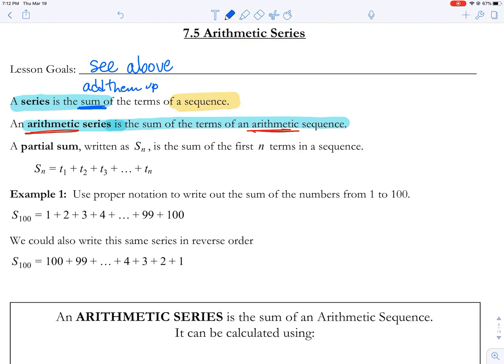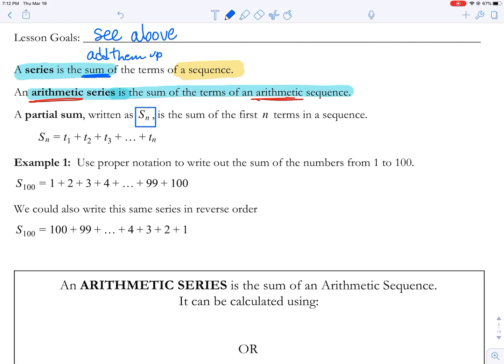What we're going to be spending time this lesson doing is finding a partial sum. So we're going to find the partial sum, which gets written as S subscript n. That's going to be the sum of the first n terms in the sequence. So for example, Sn is equal to T1, the first term, plus the second term, plus the third term, plus ... all the way up until the nth term.